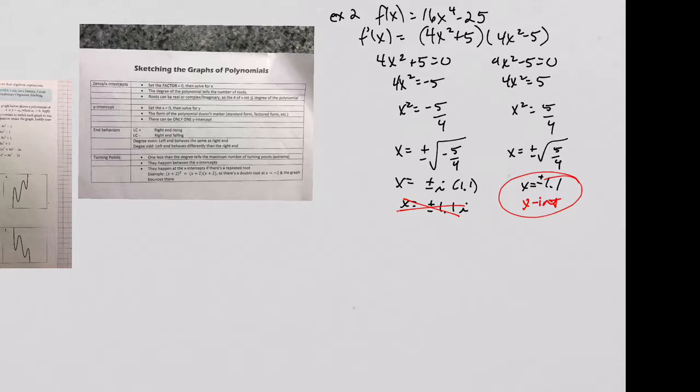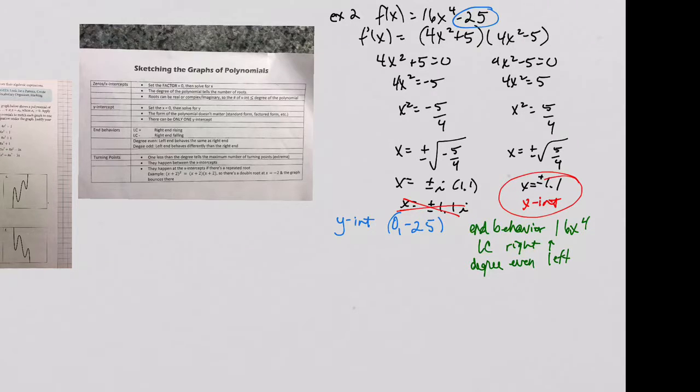Now let's go ahead and find our y-intercept. That's going to be the constant. Looks like negative 25. So that was easy. And my end behaviors are going to come from my leading term of 16x to the 4th. So the leading coefficient is positive 16. That means the right is rising. The degree is even, which means that the left side is going to be doing the same thing as the right. So the right is rising, the left is rising. Let's go ahead and graph this.